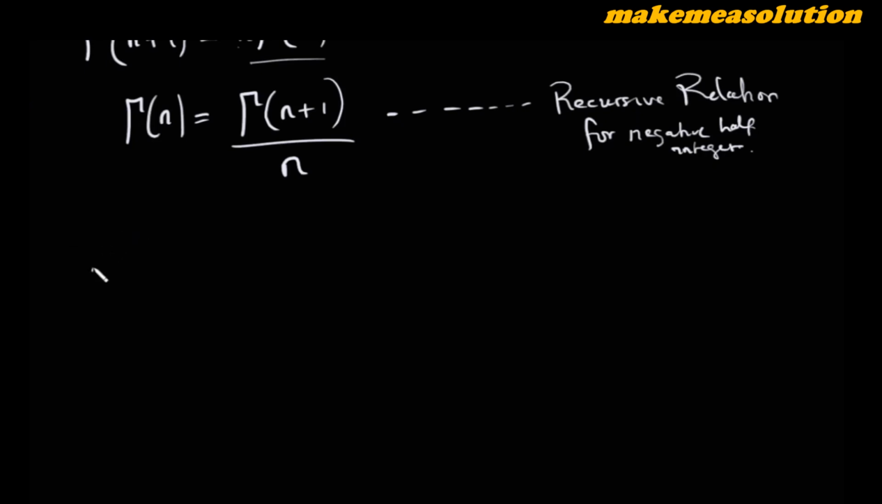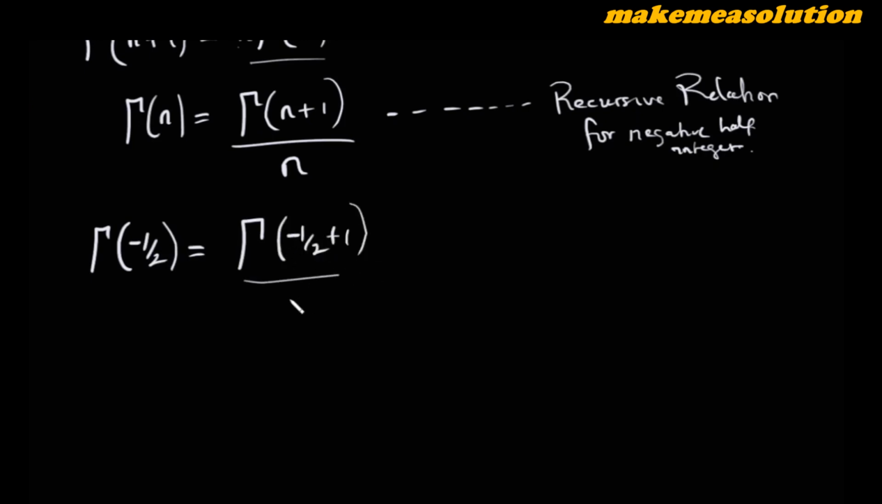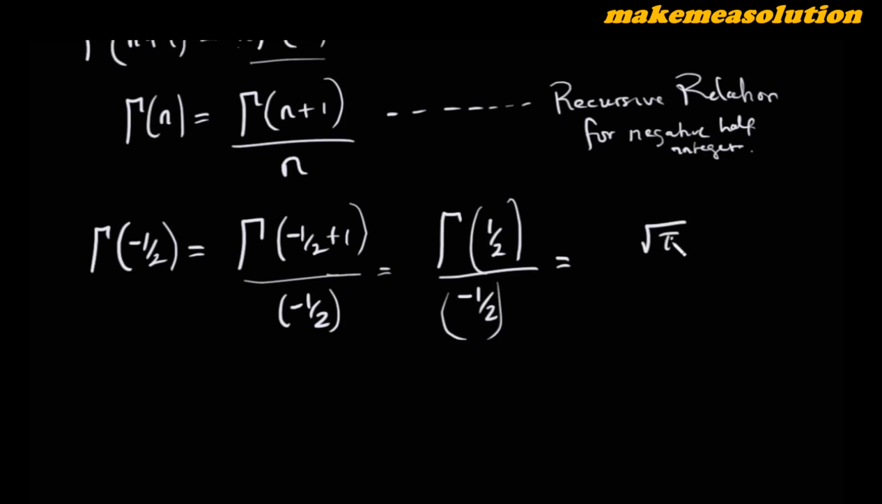So for gamma of minus 1 over 2, if you place it into this formula, you get gamma of minus 1 over 2 plus 1 divided by minus 1 over 2. Minus 1 over 2 plus 1 is 1 over 2, so this is gamma of 1 over 2 divided by minus 1 over 2. Ultimately, this is root pi all over minus 1 over 2. So that is the answer for gamma of minus 1 over 2. Of course, we can express it in a good form, but I'm going to leave it like this for now.